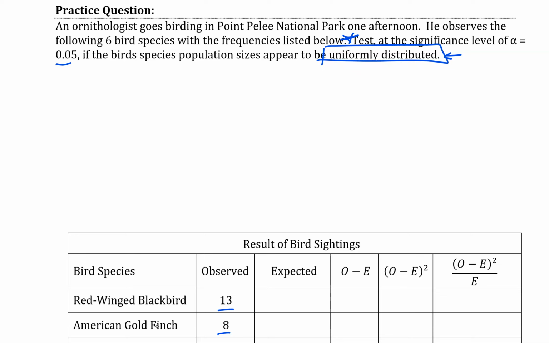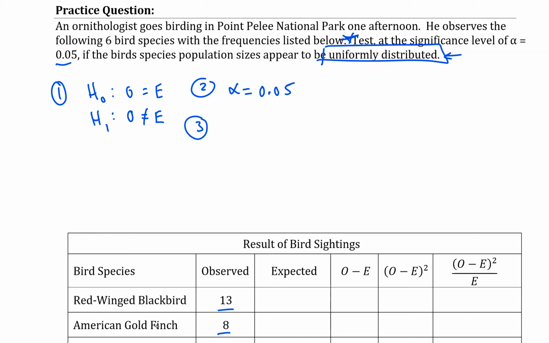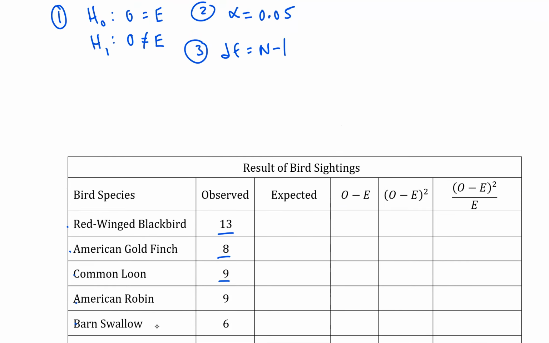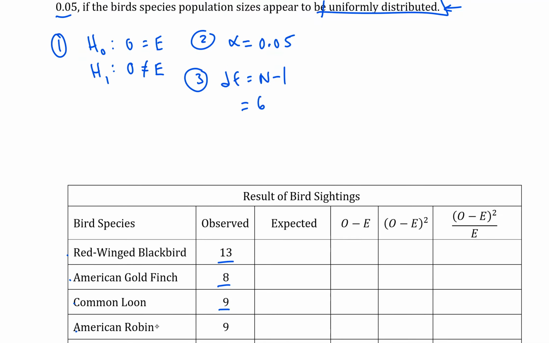So let's start at step 1 again. So step 1, our hypothesis statements. What we observed is not equal to what we expected. Observed is equal to what we expected. Step 2 is alpha, and in this case we're going to use 0.05. Step 3 is degrees of freedom, which is capital N minus 1, where N is the number of categories. So we have 1, 2, 3, 4, 5, 6 different categories that we classified into. So 6 minus 1 gives me 5 degrees of freedom.